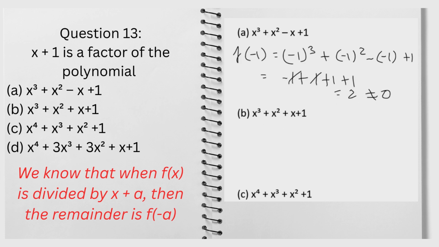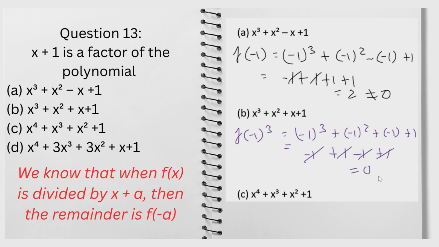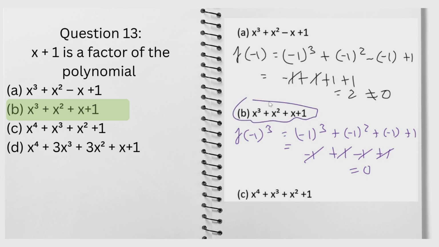Now for the next part, that is the b part, here also we are going to do the same thing. f(-1) equals (-1) raised to the power 3 plus (-1) square plus (-1) and plus 1. (-1) cube is -1. (-1) square is positive 1. And plus minus is minus 1, plus 1. So we are getting 0. So we can say that B is the correct option, or we may say that x plus a is a factor of this. Since we have one correct option, we are not going to check the remaining parts.